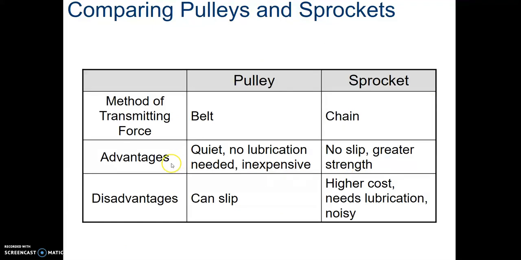So pulleys and sprockets, what's better than the other? You can take a look at that. Pulleys use belts. They're quiet, with very little lubrication. It's inexpensive, but the belt can slip. Sprocket, what kind of thing are you going to use? You're going to use a chain. There is no slip because it hooks into the teeth, but you've got a lot of friction created, so you've got higher costs because you have to pay for the lubrication, and there's that noise that goes along with it.